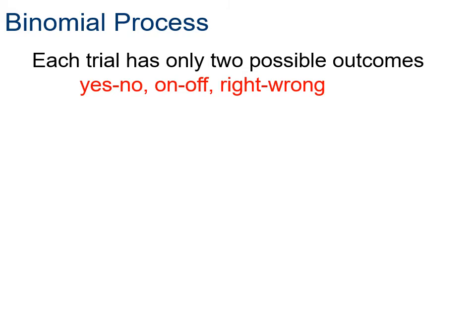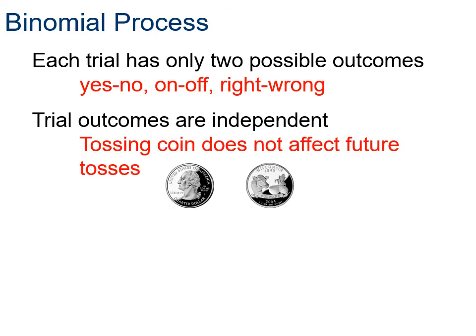All right, first, let me introduce a binomial process. A binomial process is a trial that has 2 possible outcomes, a yes or a no. Do we get a head, or do we not get a head? Yes or no. Okay, on, off, or right or wrong. All right, in this case, the trial outcomes are independent. When we toss a coin, it doesn't affect future coin tosses.